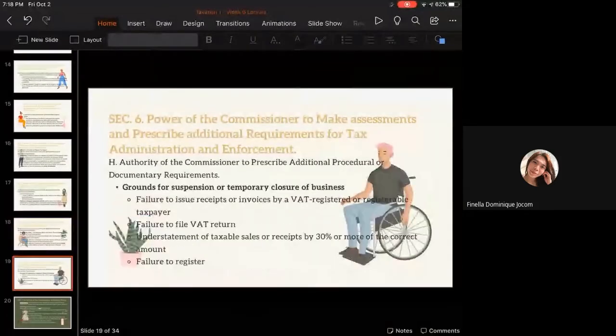Okay. Section 6. Another is the authority of the commissioner to prescribe additional procedural documentary requirements. So, the BIR may also suspend or temporarily close a business if they fail to issue receipts or invoices by a VAT registered taxpayer, or failure to file a VAT return, or understatement of taxable sale by 30% or more of the correct amount, or the failure to register of the taxpayer. So all of these are grounds for suspension or closure of business.